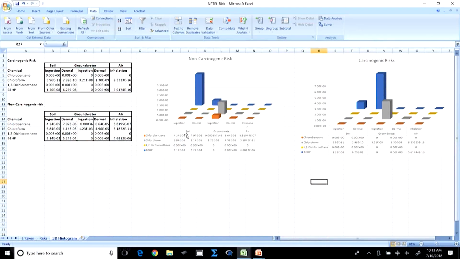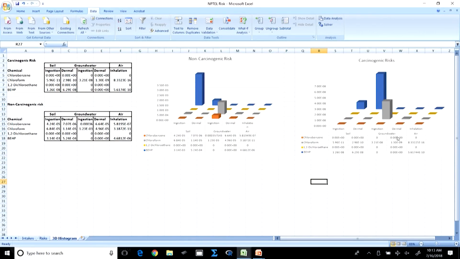So this particular picture would then help me identify those compounds which are of greater concern, in this case BEHP for the soil pathway, and in the case of groundwater, I think chloroform and chlorobenzene, I guess, right. So it helps me identify also the chemicals that are of greater concern for a particular pathway and such, right. So moving on to carcinogenic risk, right.